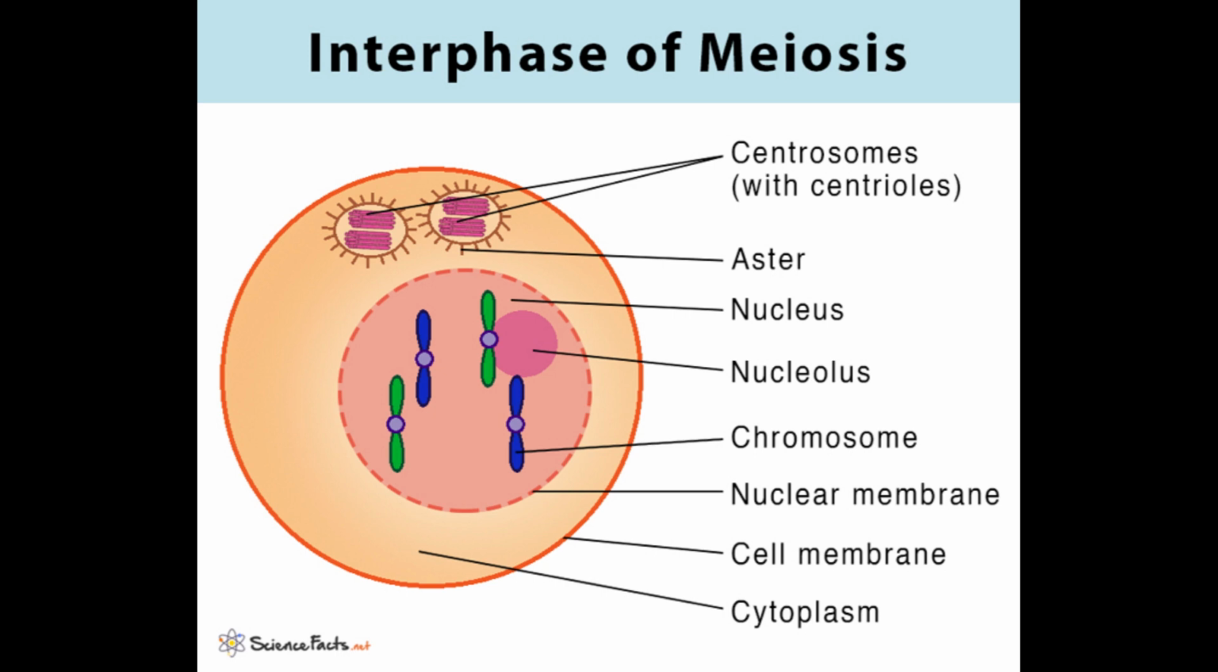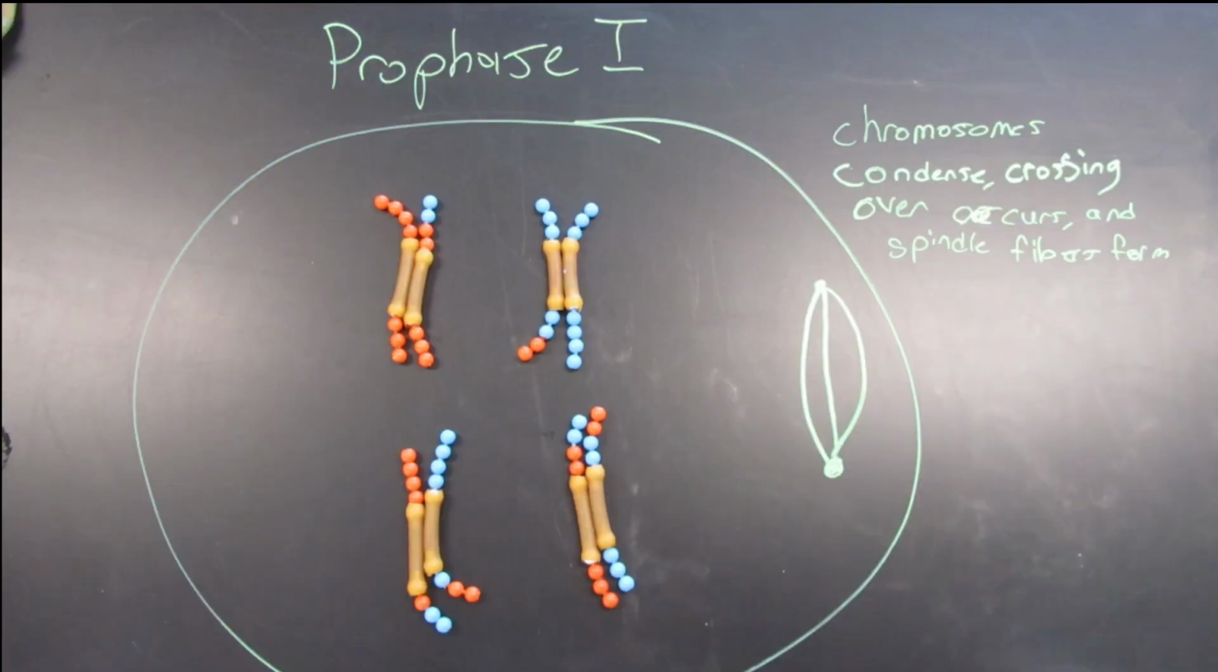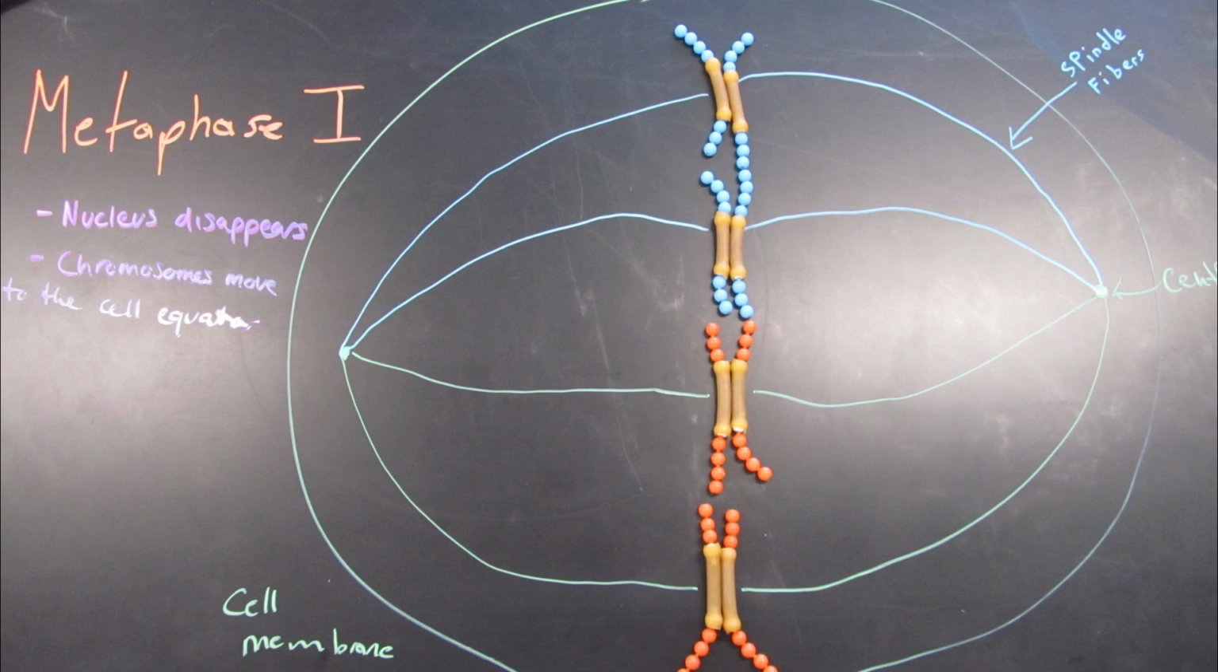Meiosis is the replication of gametes, and it begins with interphase, where the cell prepares for division by duplicating its DNA. In prophase 1, homologous chromosomes pair up and exchange segments in crossing over.